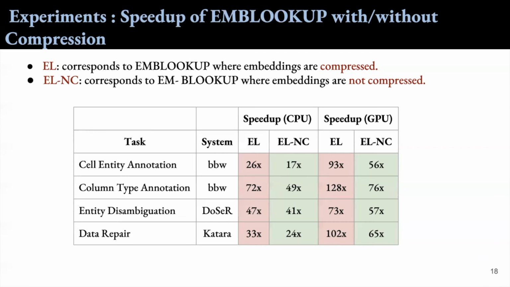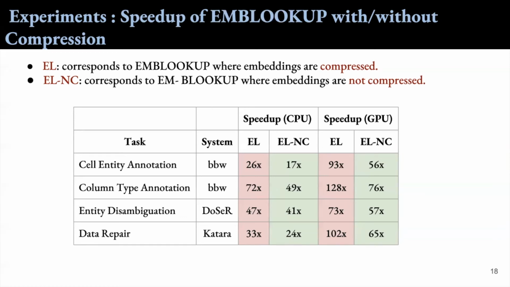In this experiment, we test the speedup of mLookup in different systems for different tasks. For cell entity annotation and column type annotation, we choose the systems of the winners in the SemTab challenge. For entity disambiguation and data repair, we choose the state-of-the-art system. Here, I'm showing a small set of these systems, and the remaining can be found in the paper. For each system, we replace the lookup function by mLookup. We measure the time taken by the original lookup function and that by mLookup and report the speedup ratio.